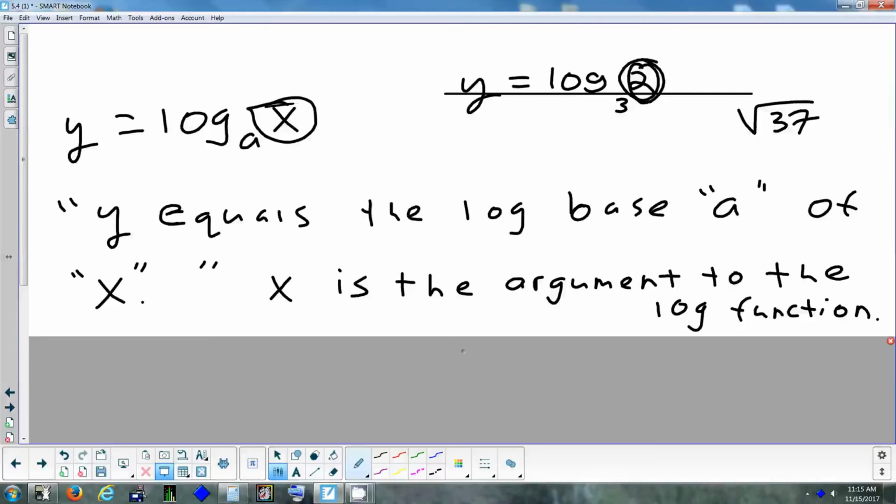Okay, so x is the argument. How would you plug that in on a calculator? There's no way to directly plug that in. We have to use a special formula, which I'm not going to show you until next time.